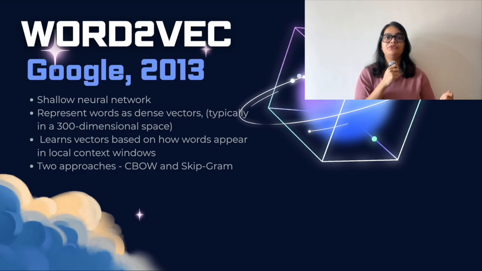Word2Vec is a shallow neural network that learns to represent words as dense vectors, typically in a 300-dimensional space. Instead of assigning random numbers, it learns these vectors based on how words appear in local context windows. In simple terms, words that appear in similar context end up with similar embeddings. Word2Vec primarily uses two training architectures, CBOW or continuous bag of words, which predicts a word based on its surrounding context, and skip-gram, which predicts surrounding words given a target word.